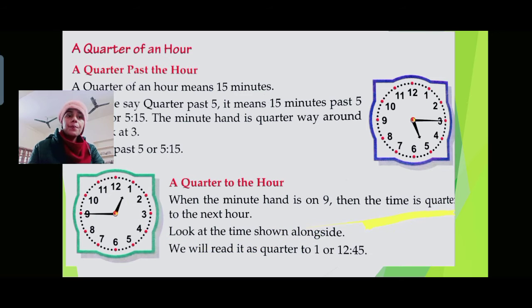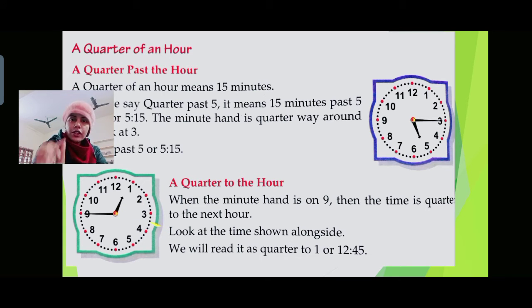Remember what is written here? Then the time is quarter to the next hour. If the hour hand is on 12, it will be quarter to 1. If the hour hand is on 1, it will be quarter to 2. If it is on 2, the time will be quarter to 3. That means, notice the minute hand is on 9, whatever number the hour hand is on, use the next number as quarter to the next hour. If it is on 1, use 2. If it is on 2, use 3.